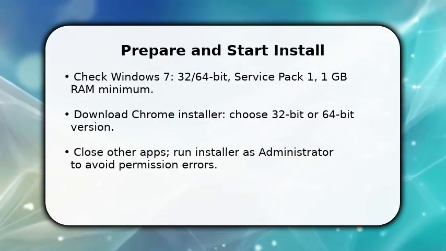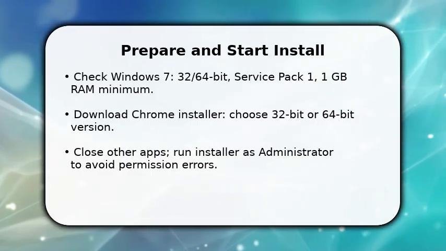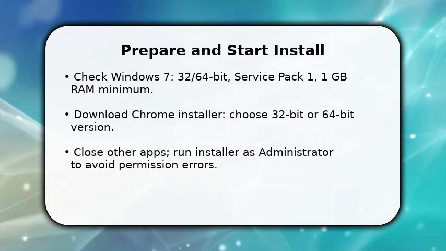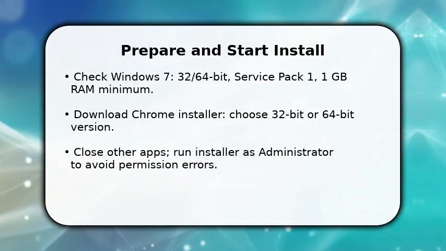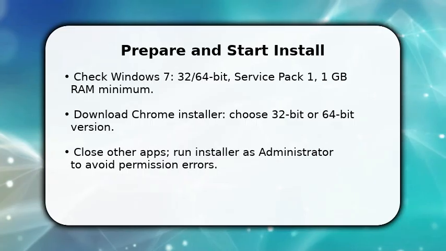You begin by verifying essentials. Confirm Windows 7 with Service Pack 1 and whether you need 32-bit or 64-bit Chrome. Once done, download the official installer and save it to Downloads.